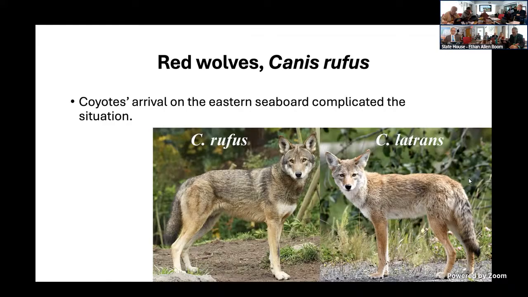This raised 2 issues. One is hybridization. If you have a puppy that's half red wolf and half coyote, what is that legally? The other is if somebody is intending to shoot a coyote and they shoot a red wolf, it's an understandable accident. If someone intends to shoot a red wolf, they can say they thought it was a coyote and no one can contradict that.